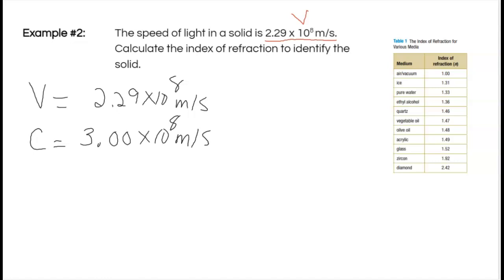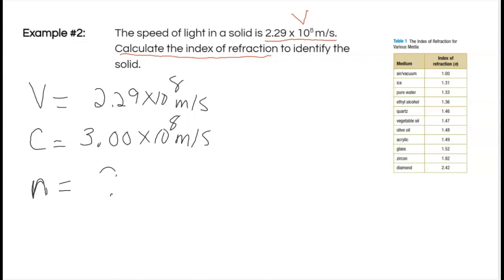And so it asks me to find out the index of refraction. Okay, so it says calculate the index of refraction to identify the solid. So that's what's telling me that n is my unknown. That is my required to find. So I'm going to go ahead and I'm going to solve.